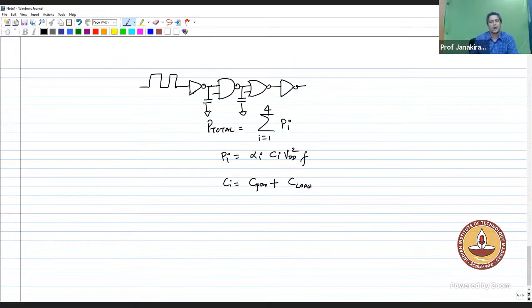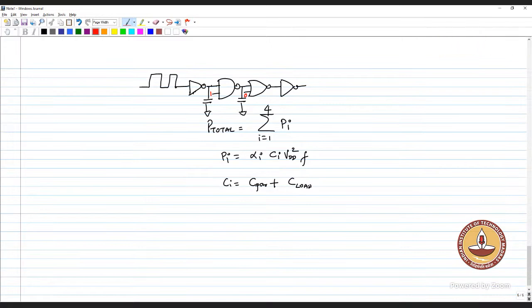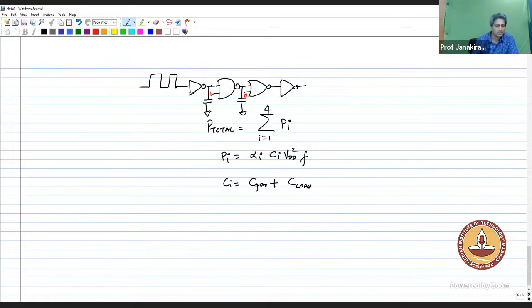So now, for example, if the input to this NAND gate happens to be 1 and the input to this NOR gate happens to be 0, then effectively the NAND gate and NOR gate are acting like inverters, correct? Is that right? Yes, sir. So then what will happen? The activity factor at every node, therefore, will simply be one. So now it's straightforward. Alpha_i will be one, right?